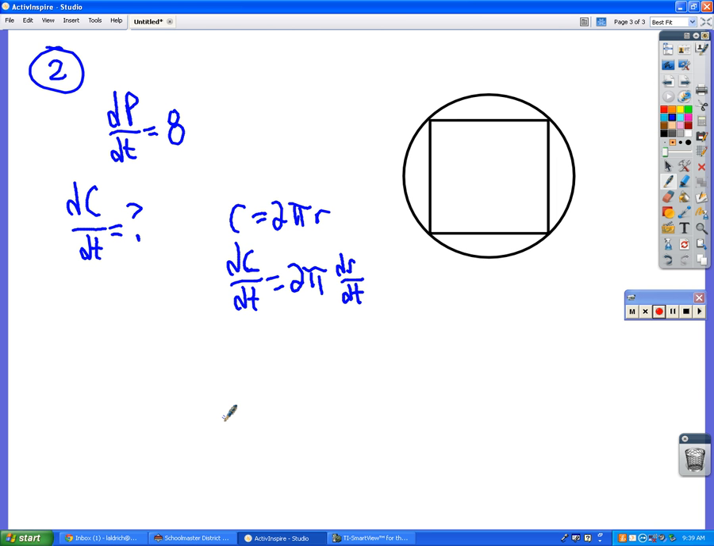So, if we just knew what dr dt was, then we would be in business, because we know what 2 is, we know what pi is, and we just need to find this.